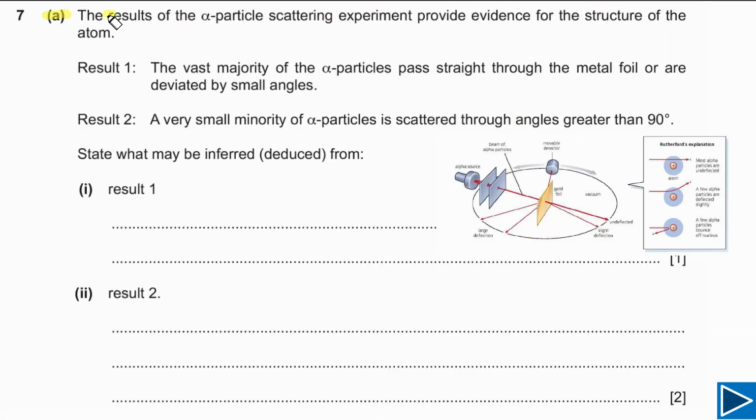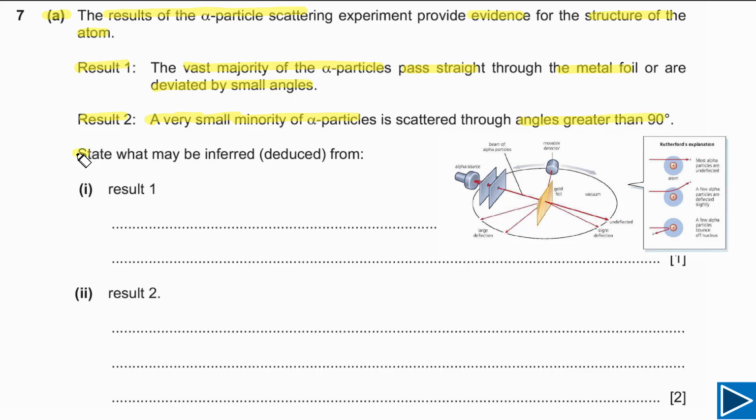For part A, it is given to us the results of alpha particle scattering experiment provide evidence for the structure of the atom. According to result 1, or simply you can say, according to first observation, the vast majority of alpha particles pass straight through the metal foil. In many books, they only mention gold foil, so it's the same thing, are deviated by small angles. Result 2, or the second result, according to this observation, a very small minority of alpha particles is scattered through angles greater than 90 degrees.